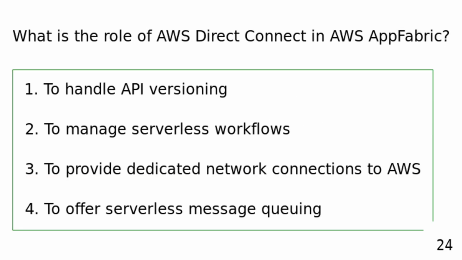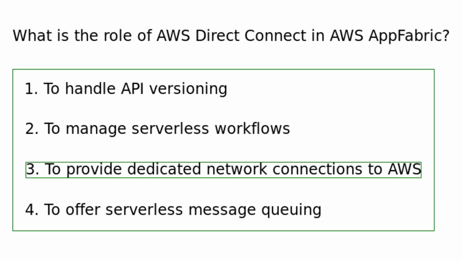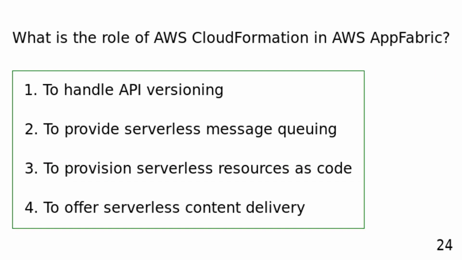What is the role of AWS Direct Connect in AWS AppFabric? To handle API versioning. To manage serverless workflows. To provide dedicated network connections to AWS. To offer serverless message queuing. AWS Direct Connect in AppFabric establishes dedicated network connections from on-premises to AWS, ensuring stable and secure connectivity for serverless applications.